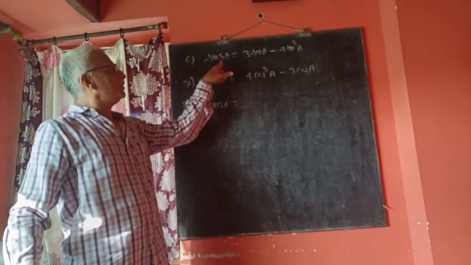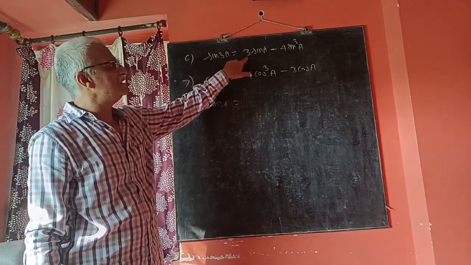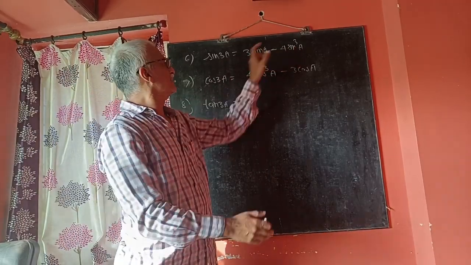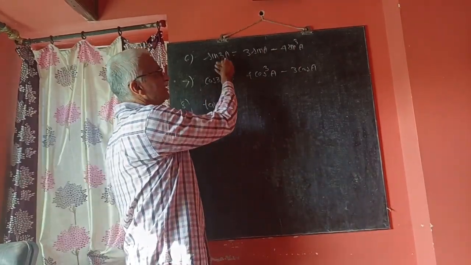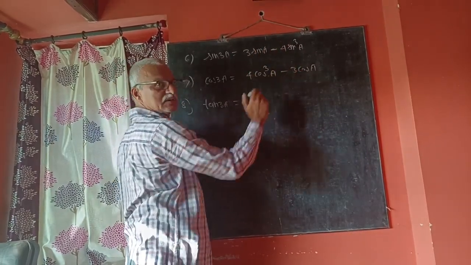Here, if you remember either one of these, sin 3a is 3 sin a minus 4 sin cube a. In the case of cos 3a, what happens? The terms interchange. The first term will be cos cube a minus 3 cos a.